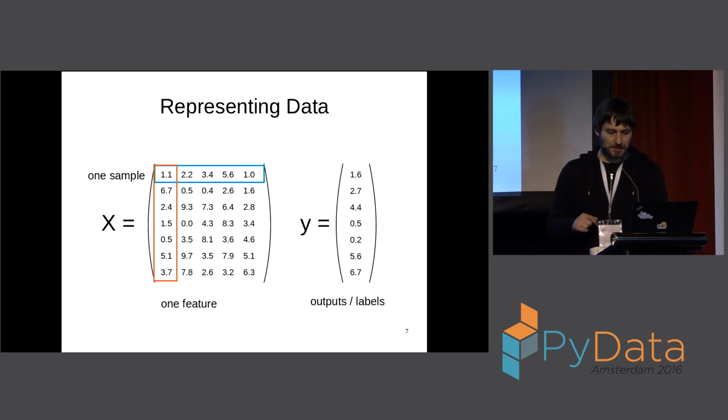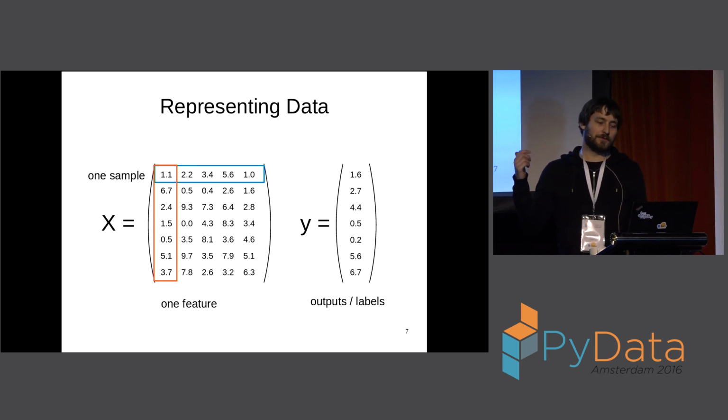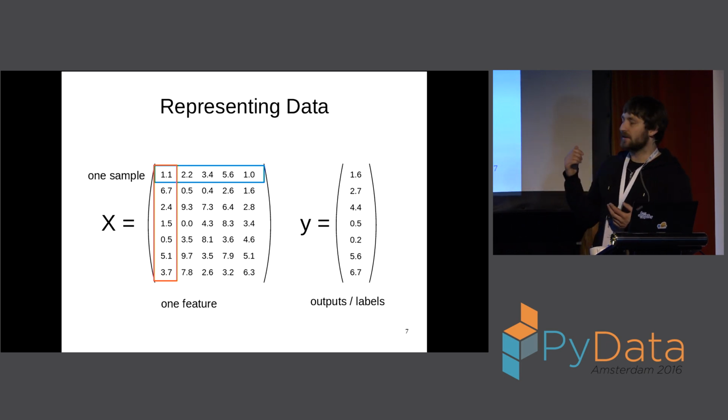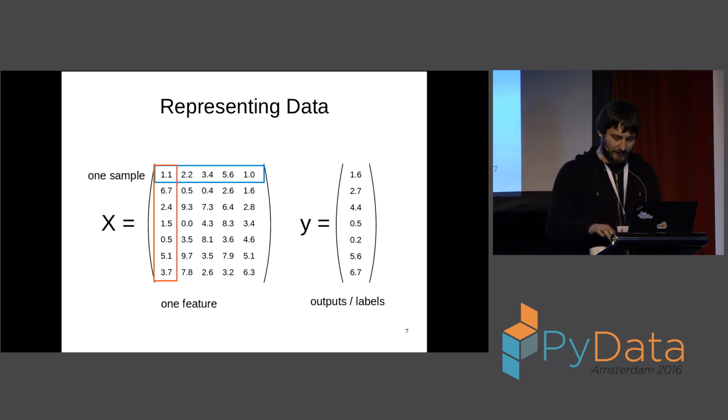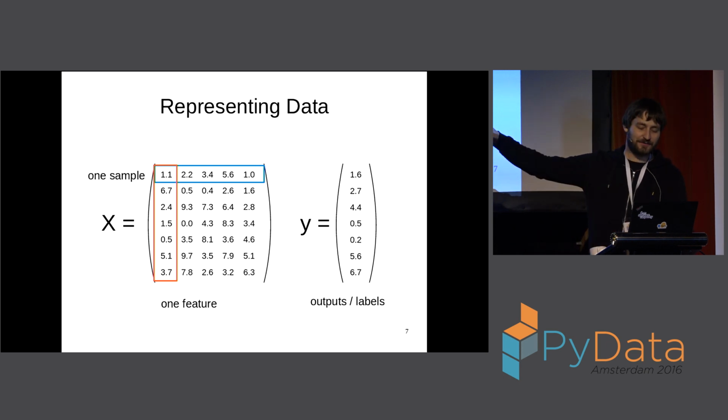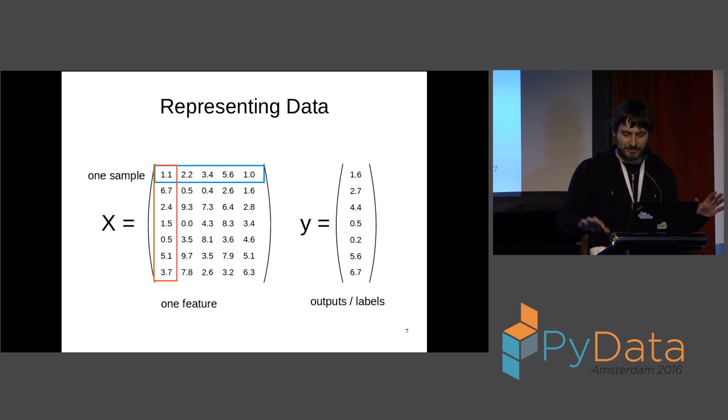And then you have some output, if you do supervised learning, which for classification are discrete labels, or for regression, continuous values. I'll always call these X, a two-dimensional data array, and y, a one-dimensional array of targets. And I will always use these letters.